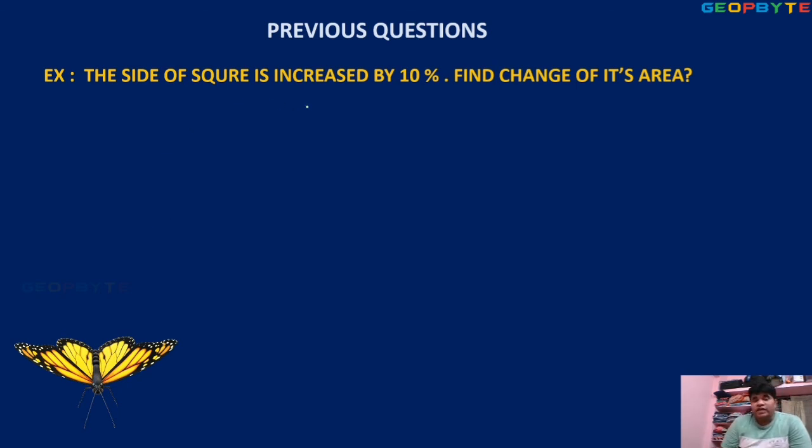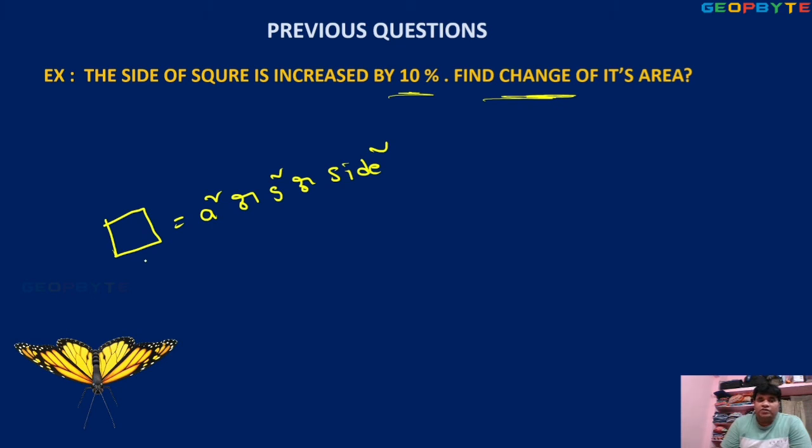Next. The side of a square is increased by 10%. Find the change in its area. Okay. Generally, what is the square area formula? We know already: A square, or S square, or side square, whatever it may be. Suppose the side we don't know, so you can assume. Suppose you assume 10. So what is the A square value then? 10 square. So 100. This is the original.